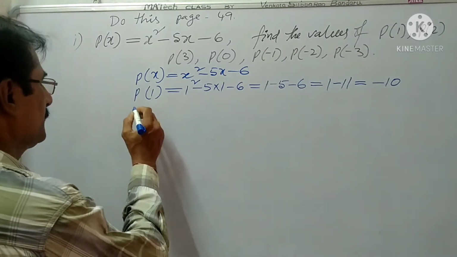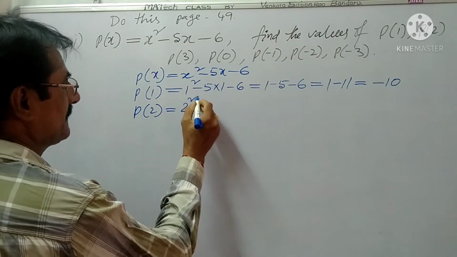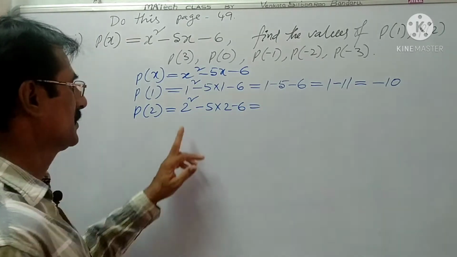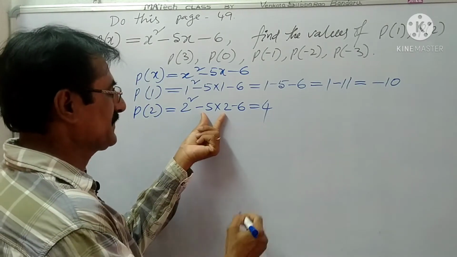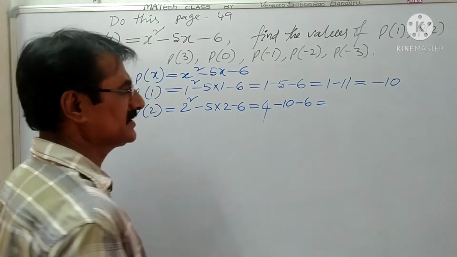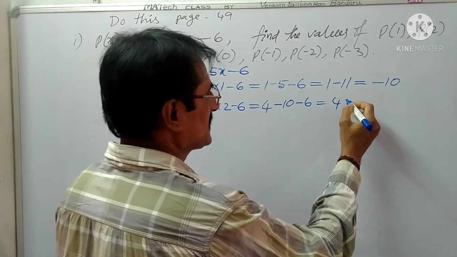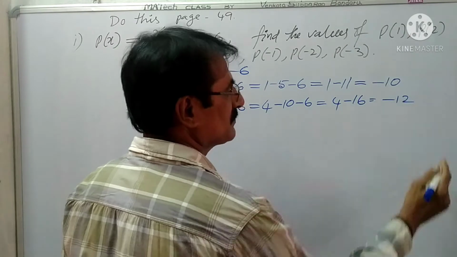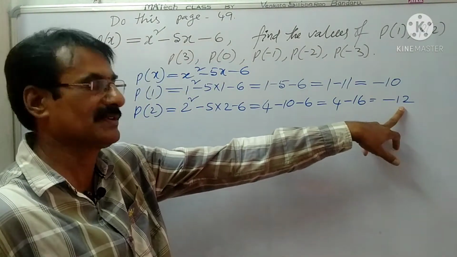Go to the second one, p of 2. 2 square minus 5 into 2 minus 6. 2 square equals 4, minus 5 into 2 is minus 10, minus 6. Here also it is a positive term 4. Sum of these is minus 16, so 4 minus 16 equals minus 12. P of 2 equals minus 12.